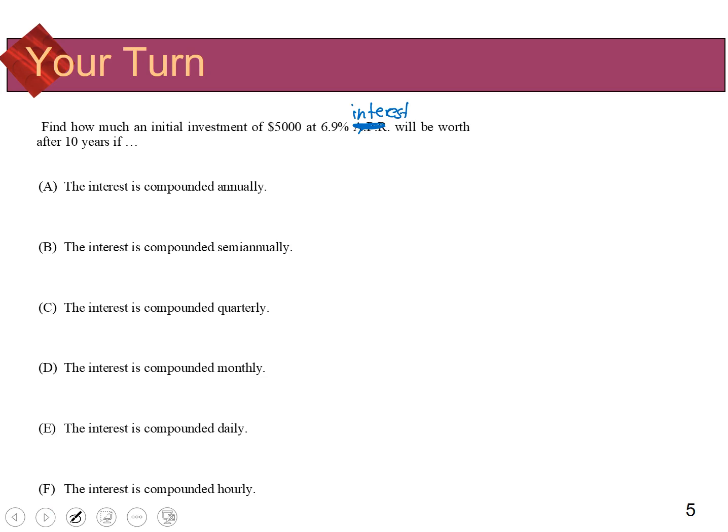But how much will it be worth in 10 years if, as you see down the line, A is compounded annually, B semi-annually, C quarterly, monthly, daily, and hourly. Some of these are a little bit strange, and you probably won't see any kind of accounts that work with that kind of number of times compounding, but this is how you would calculate that. So take a moment and answer these questions, and then we'll go over it.